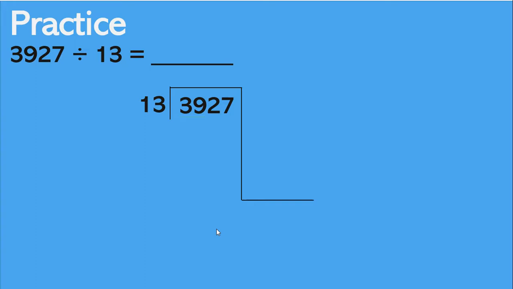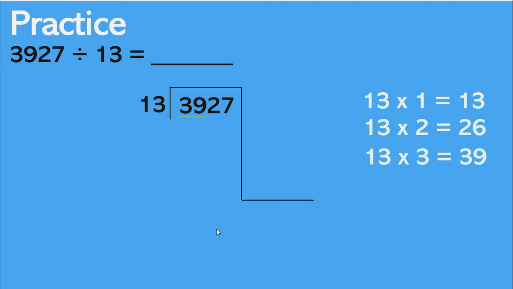So I'm going to be looking at hundreds. In my total number, I have 39 hundreds blocks. I can distribute 39 hundreds blocks into 13 groups. I'm going to start by listing my multiples to see which gets me closest to 39 without going over. 13 times 1 is 13. 13 times 2 is 26. 13 times 3 is 39. Oh, that's the exact number I'm looking for. 13 times 3 is 39.